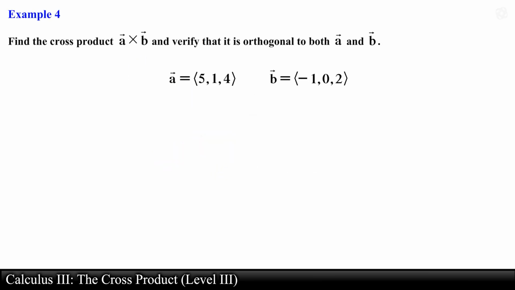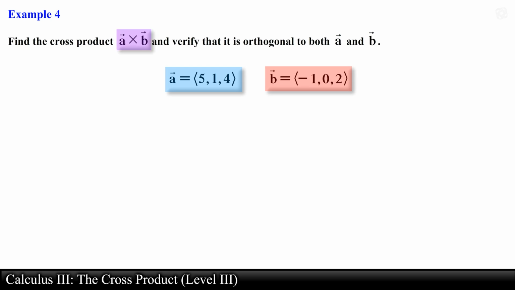Find the cross product between vector A and vector B, and verify that it is orthogonal to both vector A and vector B. Alright, here we're given vector A and vector B in component form.